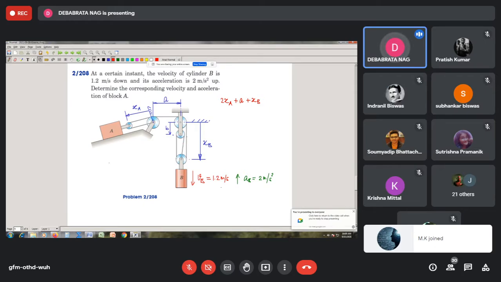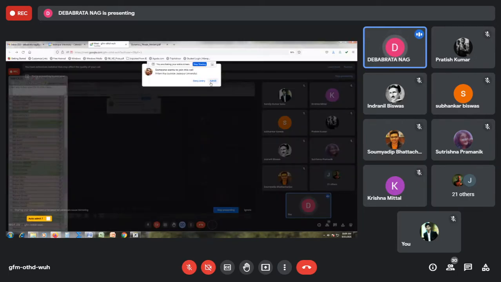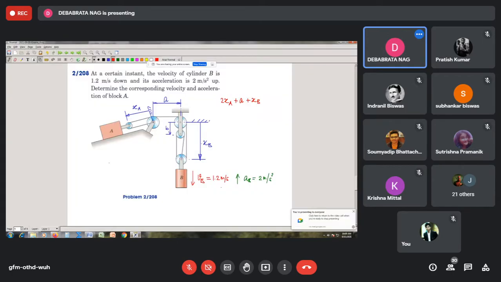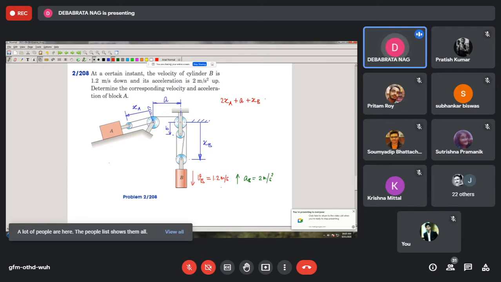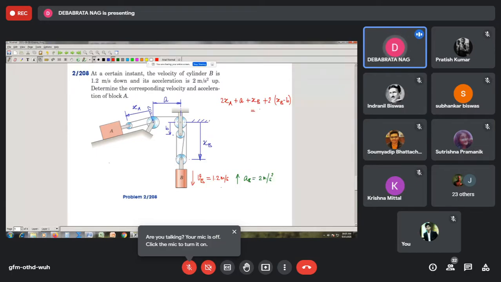So I find therefore that the length of the string then becomes equal to what? We see here this is XB, and then we have this portion, and we can say two such portions are there. So we can write plus 2 into XB minus B. So this is XB minus B and this entire length is going to be constant.